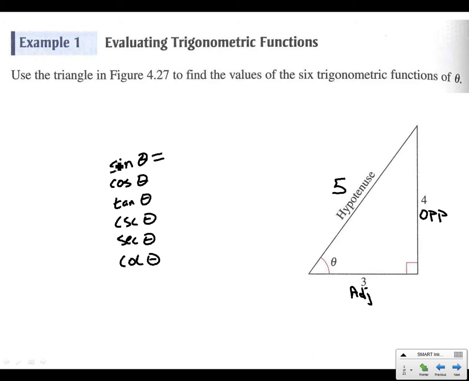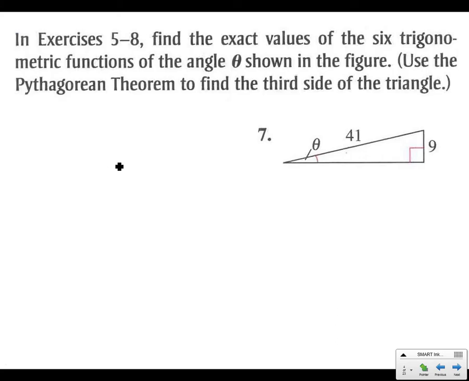Sine is opposite 4 over hypotenuse 5. Cosine is adjacent 3 over hypotenuse 5. Tangent is opposite 4 over adjacent 3. And then let's flip them all over. 4/5 turns into 5/4, 3/5 turns into 5/3, and 4/3 turns into 3/4. And there we go, we've got all 6 trig functions of theta. Your turn. Figure them out for number 7.